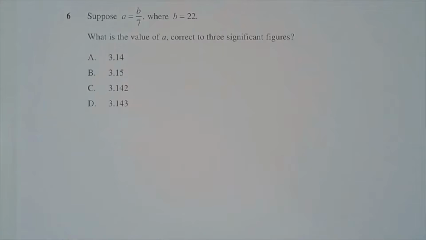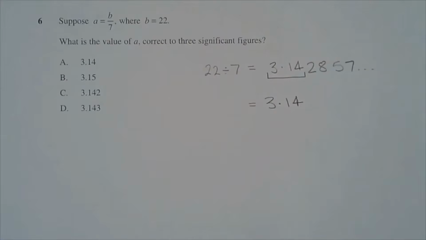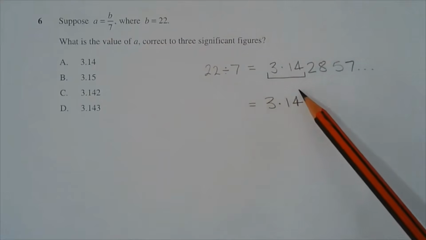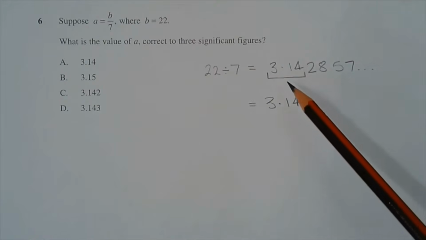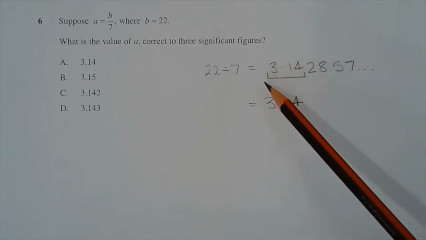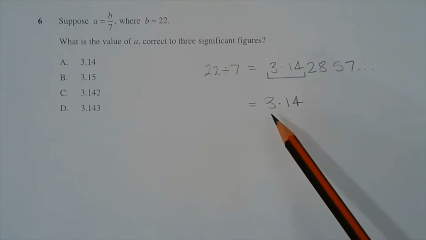Question 6. Suppose A equals B over 7, where B equals 22. What is the value of A, correct to 3 significant figures? Firstly, 22 divided by 7 is equal to 3.142857 and so on. Now rounding to 3 significant figures is done by starting with the first non-zero digit, which happens to be the 3, and then writing down the first 3 digits including that 3. In this case, it's 3.14.